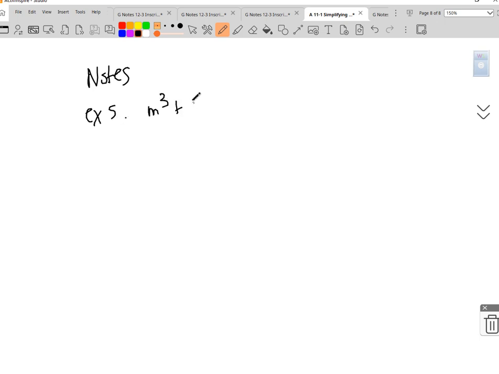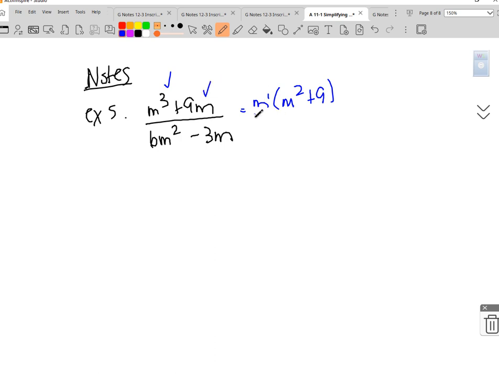M cubed plus 9m all over 6m squared minus 3m. So this is now in your worksheet. This is part of your notes again. Can we factor anything out of the numerator? Yeah. What can we factor? Good. So that would be m squared plus 9, right? Because m times m squared, that's a 1, so you add those exponents. M cubed, m times 9 is 9m.